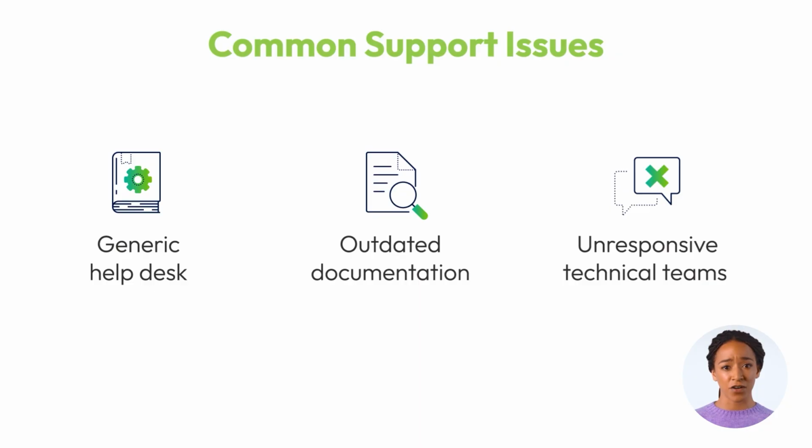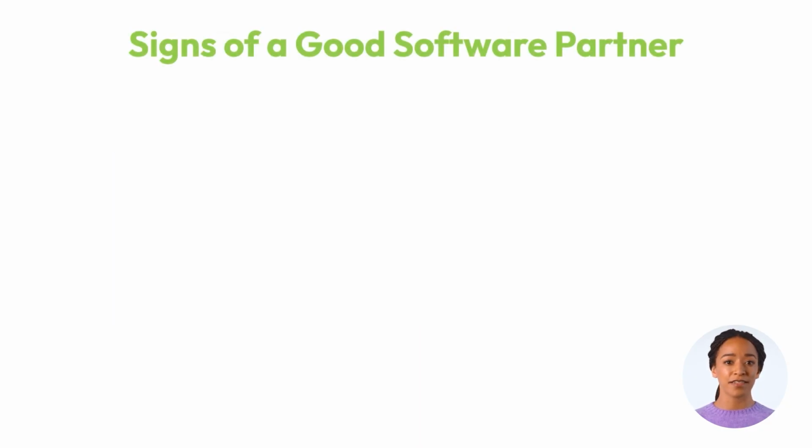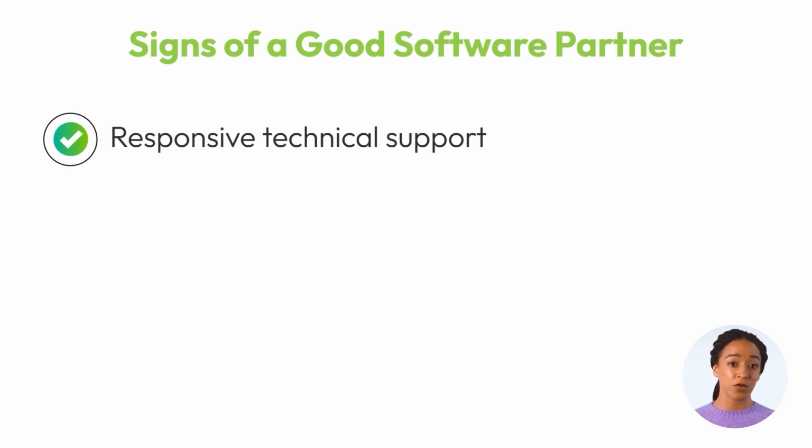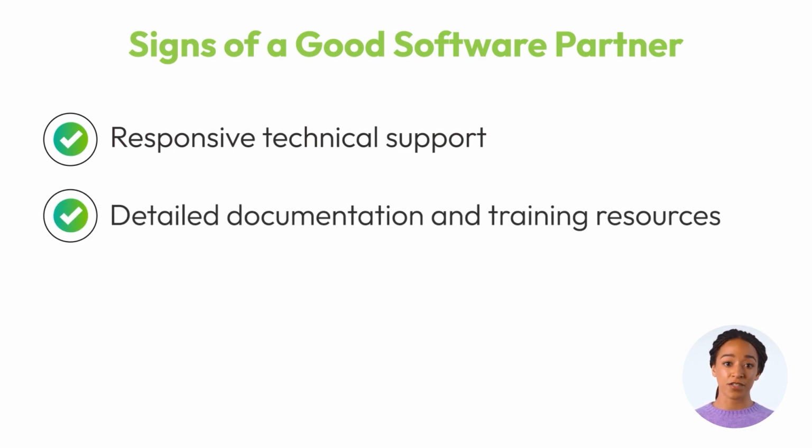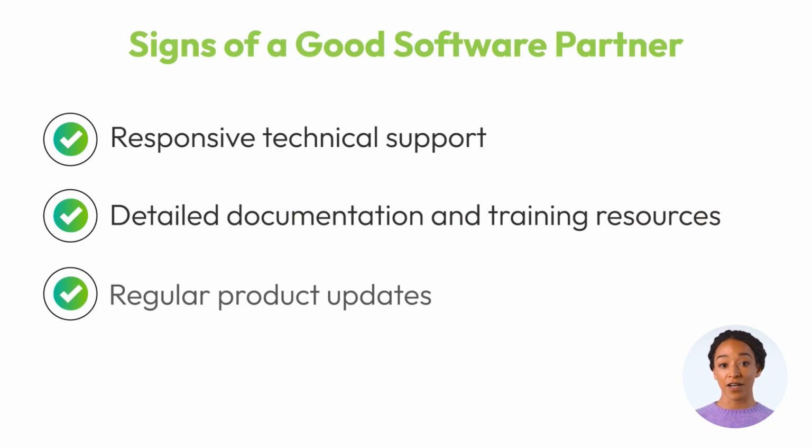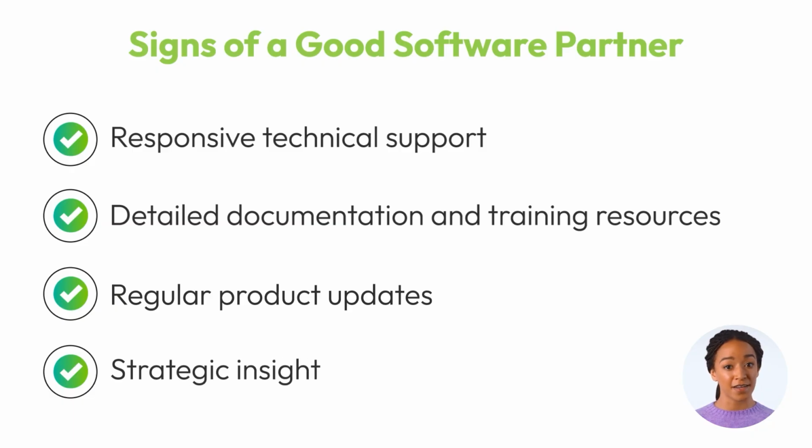regulatory deadlines are involved. What you need instead is a true partner, one that offers responsive technical support staffed by people who understand your industry and your workflows. They should provide detailed documentation and training resources that empower your team, not leave them guessing. Regular platform updates based on user feedback signal that the vendor is invested in continuous improvement. And beyond the basics, the right partner will bring strategic insight to help you optimize your sample management processes over time, not just keep the system running, but actively help you improve it.